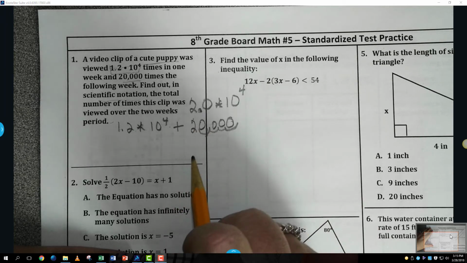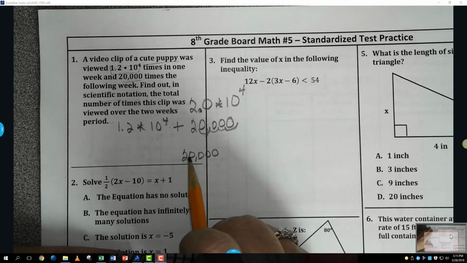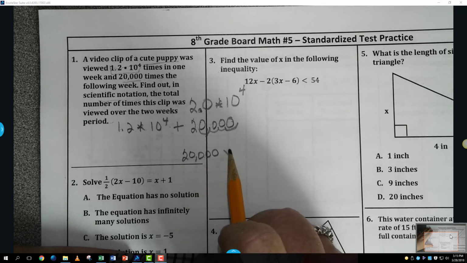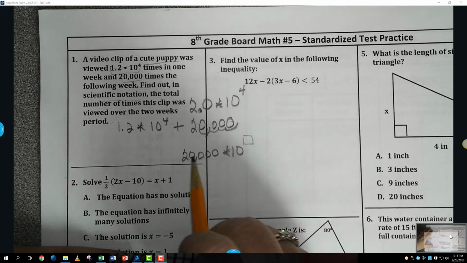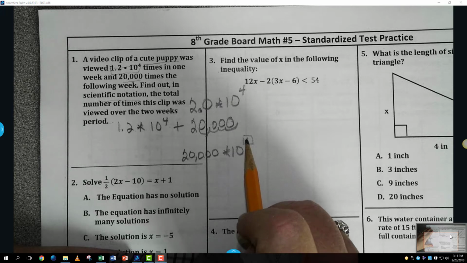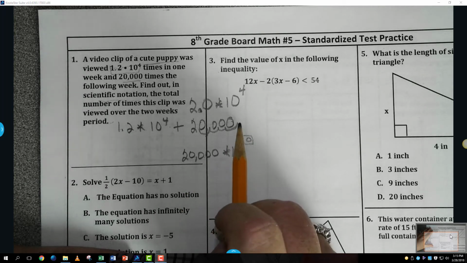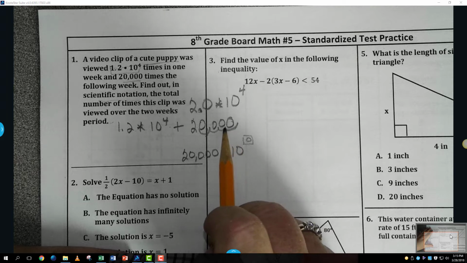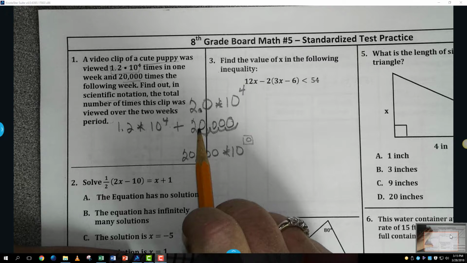So if that's a little confusing, let me just review real quick. How can I write this with a base of 10? 20,000 times a base of 10, 10 to the what? So that it doesn't change this. It has to be 10 to the power of 0. Then I took the decimal and I made this smaller by 1, 2, 3, 4 places.